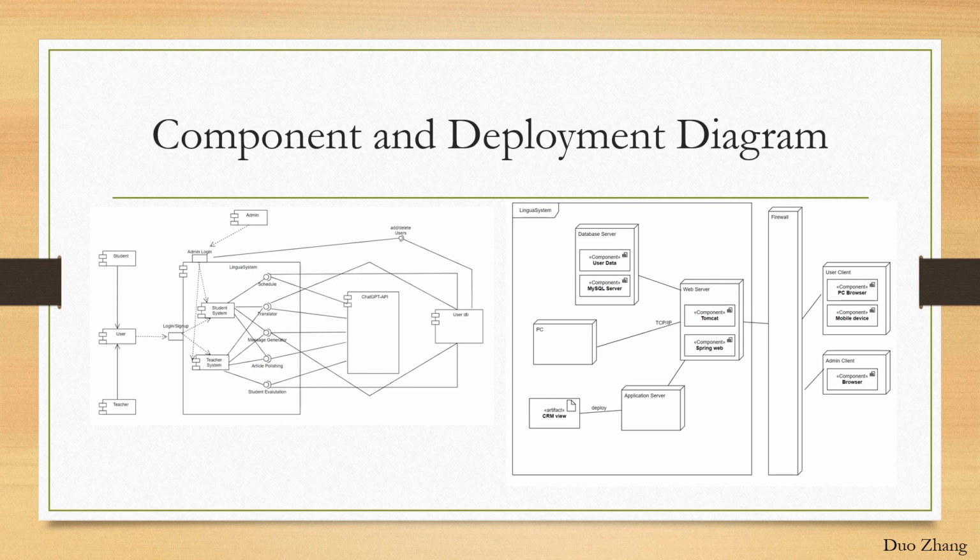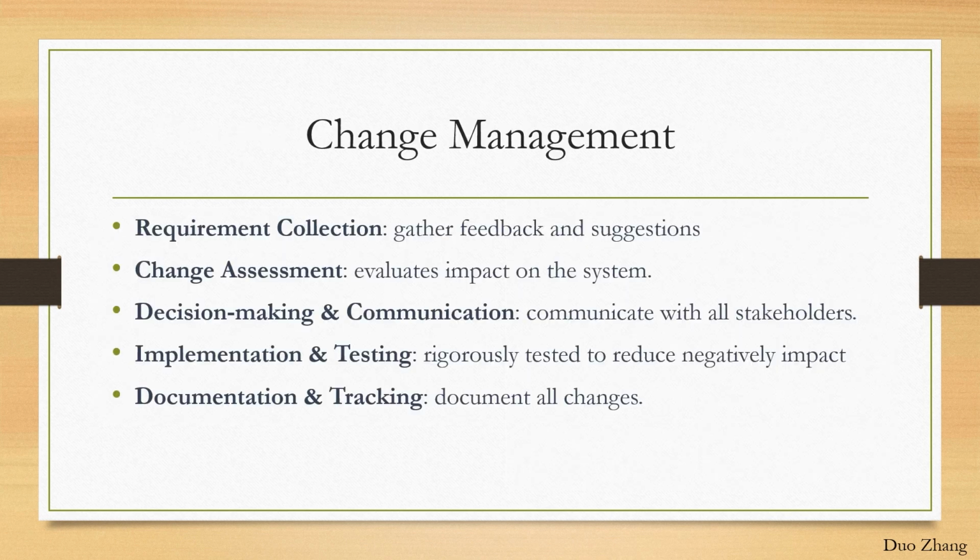For the change management, there are 5 parts: requirements collection, where we gather feedback and suggestions from all our stakeholders, which are the teachers and students. Change assessment: upon receiving any change requests, our team evaluates its impact on the system, considering the technical risks, costs, and timing. Decision making and communication: we then decide whether to accept these changes. Every decision is communicated to all stakeholders, ensuring transparency.